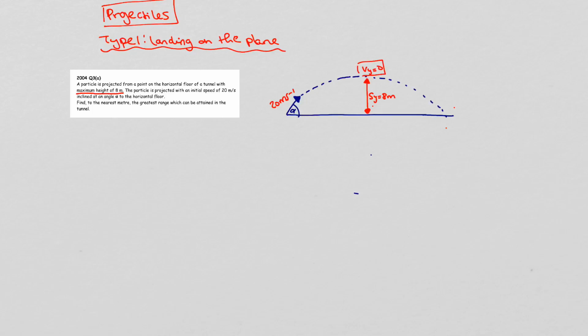Now the question wants us to find to the nearest meter the greatest range that can be attained. So the greatest range is basically SX. And it happens when the particle has landed, and therefore if it's landing on the same floor that it started from, then the displacement in the y direction will be 0 for the range.